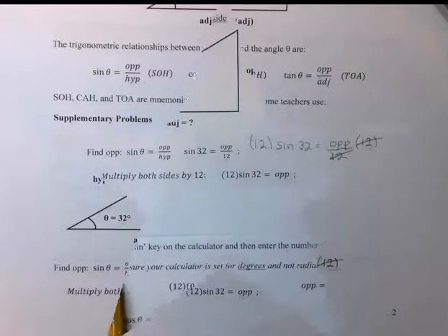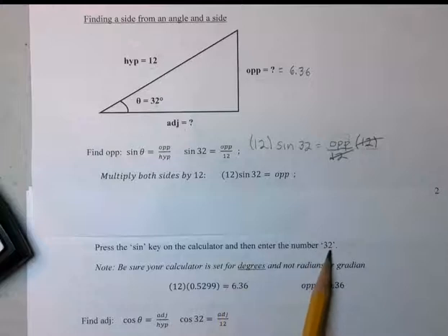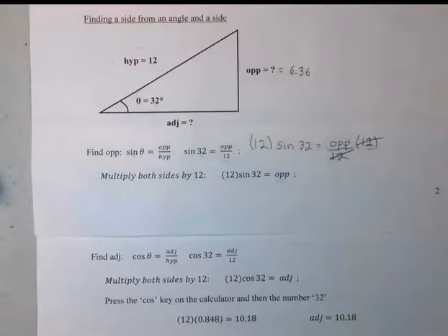Just to finish up that last part of the problem, press the sine key on the calculator, then enter 32. That was the last thing that we just did. I actually wrote out what the sine of 32 degrees is, but you don't have to do that. You can just go 12 times sine 32 as we did, and you came out with 6.36 as your answer. That was the side opposite. Let's go ahead and do the adjacent now.